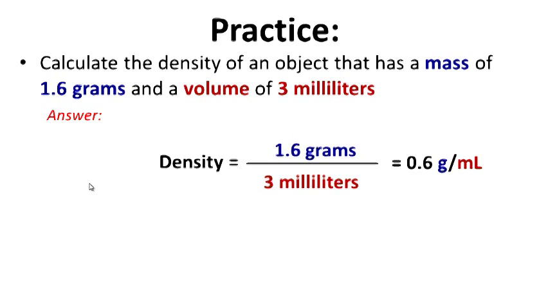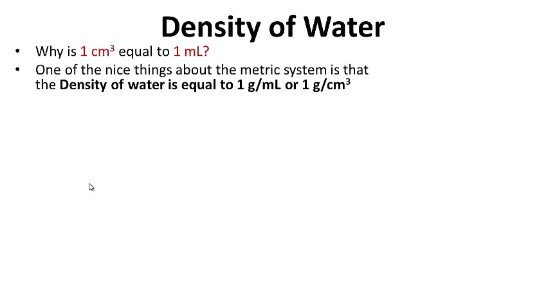So this brings us to the density of water. Why is 1 centimeter cubed equal to 1 milliliter? Well, one of the nice things about the metric system is that the density of water is equal to 1 gram per milliliter or 1 gram per cubic centimeter.